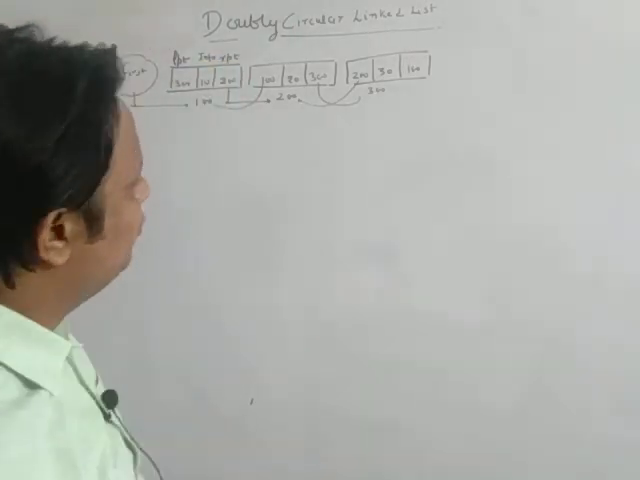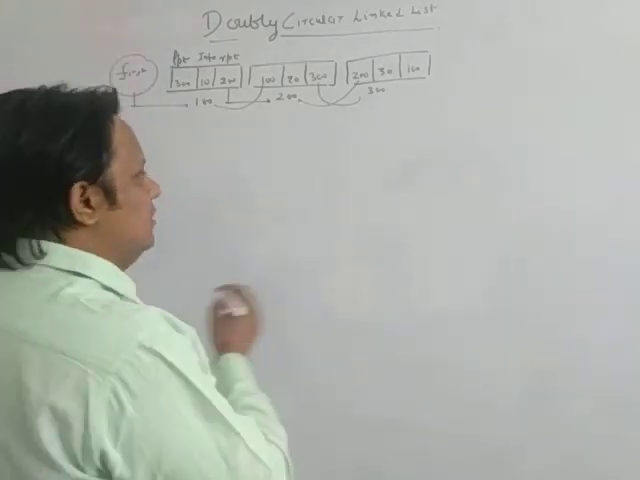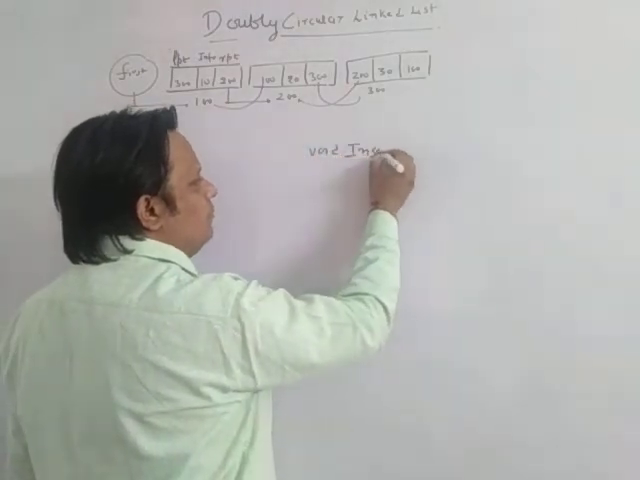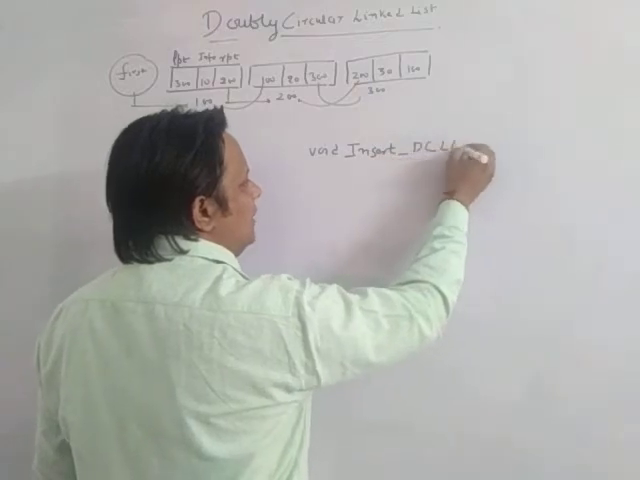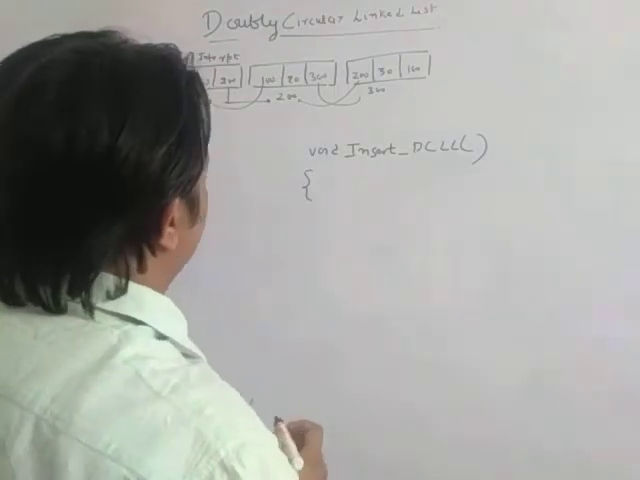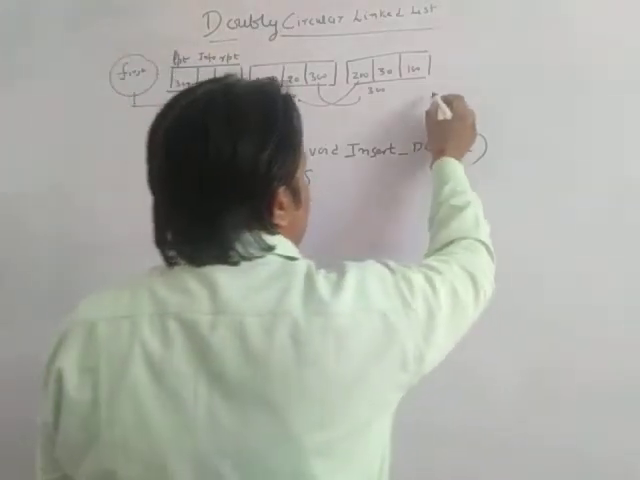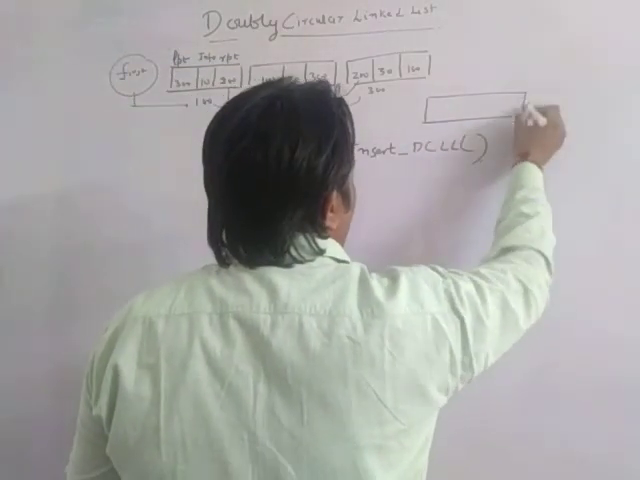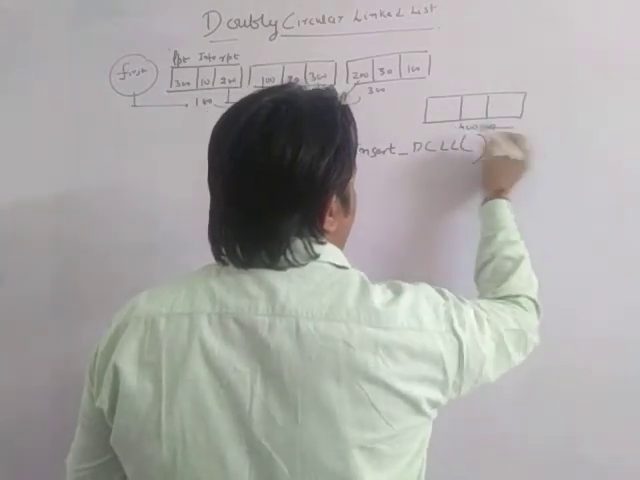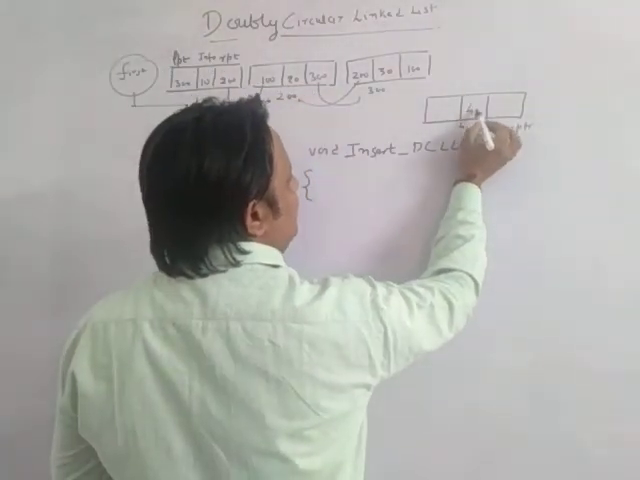So I am writing a very simple program for insertion of a node at the end of a doubly circular linked list. I am writing a function void insert underscore doubly circular linked list. Now think of the logic, how can we proceed for this. Let's suppose I want to insert a node at the end. Let's suppose the address of this node is 400, and since this is my created node, let's suppose this is my PTR. The info part of this is, let's suppose, 40.